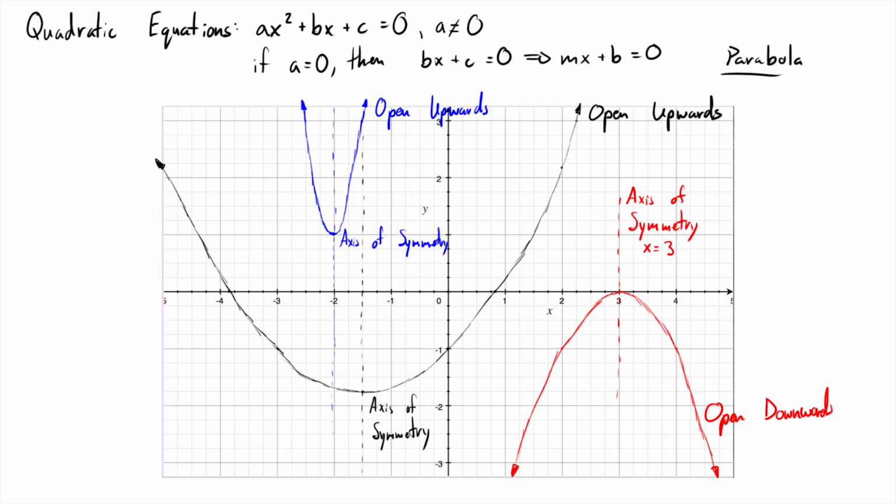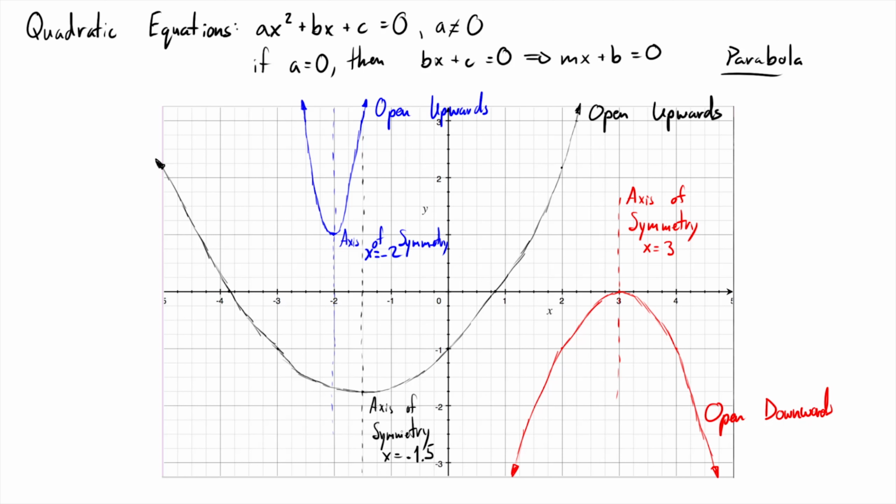I can do the same thing with the blue one. Okay, this axis of symmetry is at x equals -2. And with the black one, I can do the same thing. This axis of symmetry is just at x equals -1.5. Okay, so all these axes of symmetry, we can label them and write them down as an equation.